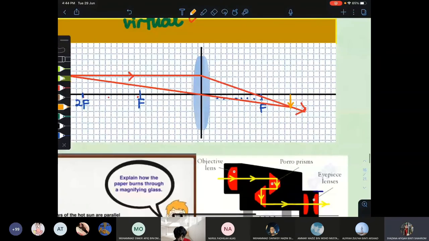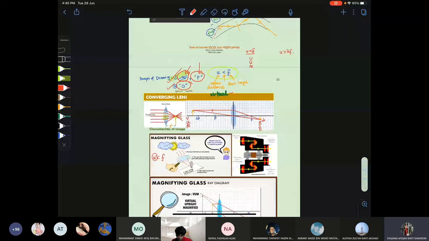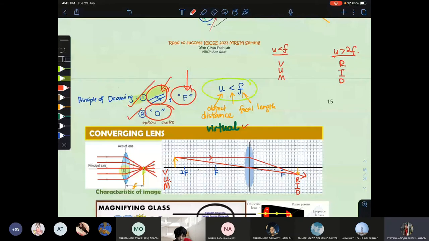Jadi what are the characteristic of image? Is it virtual or real? Upright? Inverted. Magnified? Is it magnified? No. Diminish. Okay, kita panggil diminish. So, kita tahu kat sini RID, real, inverted, diminish. So, kita boleh buat conclusion.